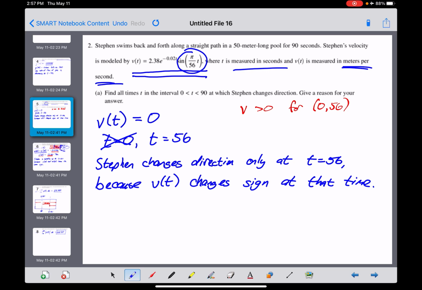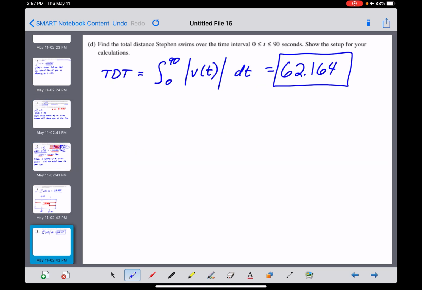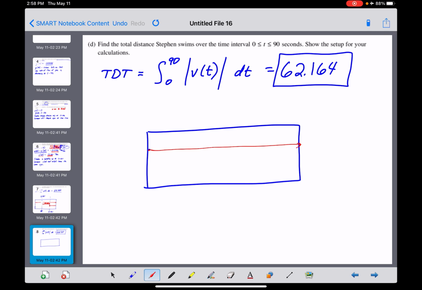Yeah, he's on a 50-meter long pool. Gotcha. So again, back to this same diagram over and over again. We know that he swam 50 meters, going all the way down there, and we know that took him 56 seconds. And then he turned back around, and it looks like from 50 meters to 62, he only made it about another 12.164 meters coming back. And then that took him an additional 34 seconds.